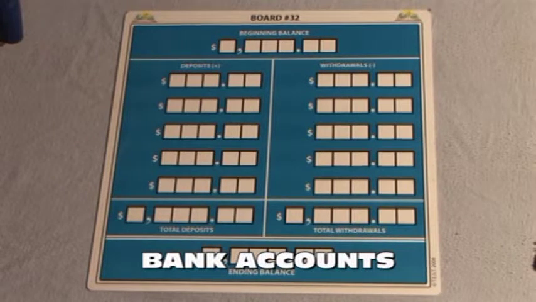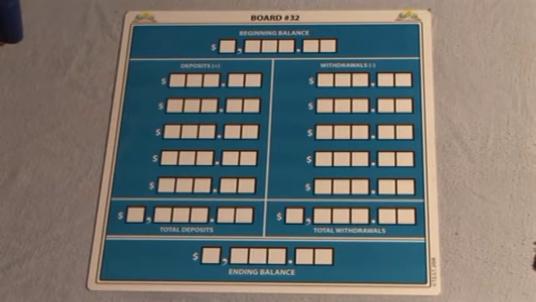This lesson is bank accounts, calculating beginning, ending balances, or missing transactions, which are known as deposits or withdrawals. The required materials for this lesson are the dry erase markers and the cloth. What we're going to do is work on example number 1 in the manual.